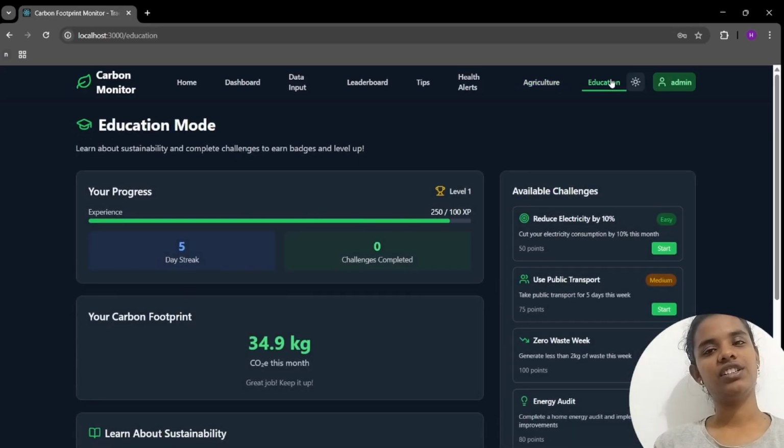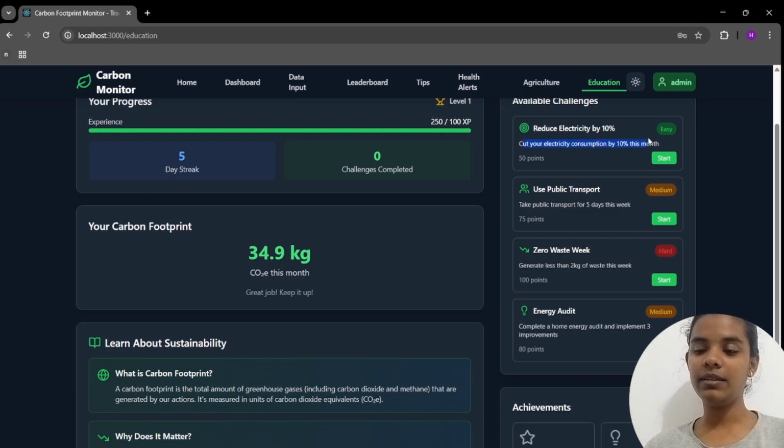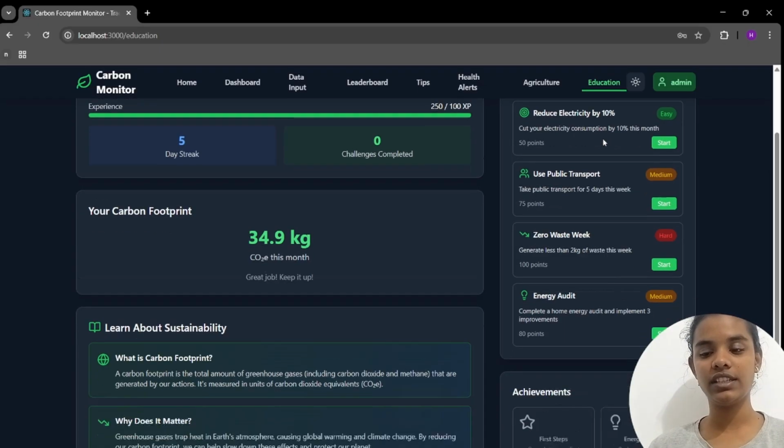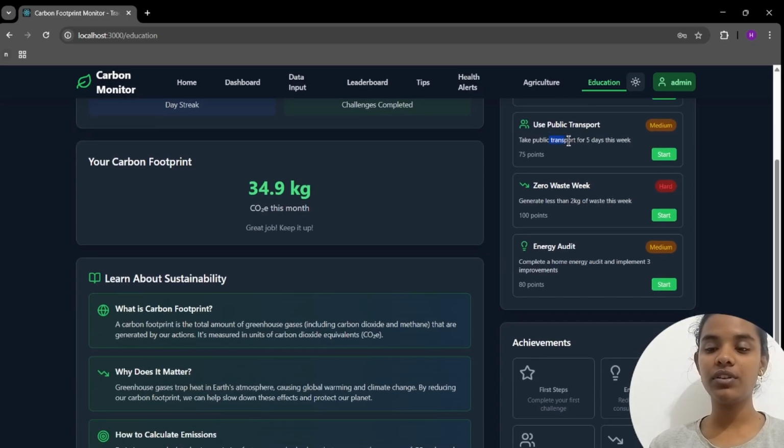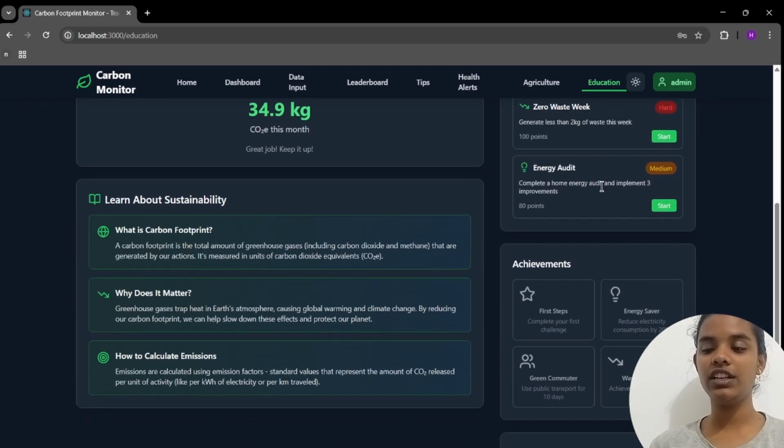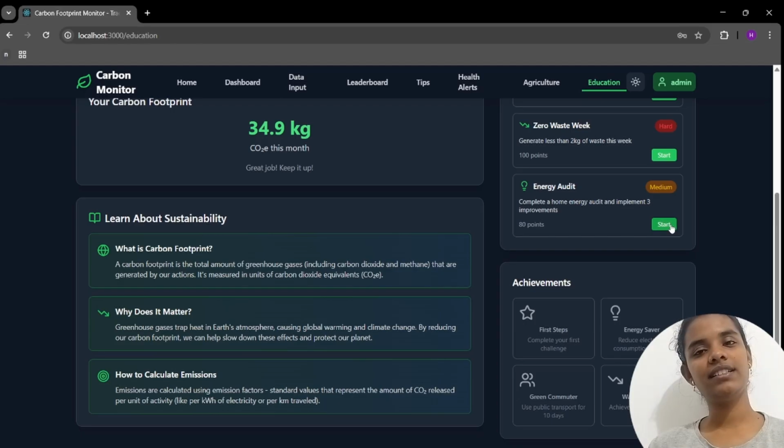Then we have education. Education mainly calculates your streak on how much you have used the carbon footprint monitor. Depending on that streak, your data, and how active you are, we give you points. For example, you are on level 1 and you have 100 XP out of 250 XP. Here you can easily participate in games where we use quizzes, Pictionary, and general information to show you how you can reduce your energy use, use public transport, zero waste week, and energy audit. You can start here and participate in the competition.